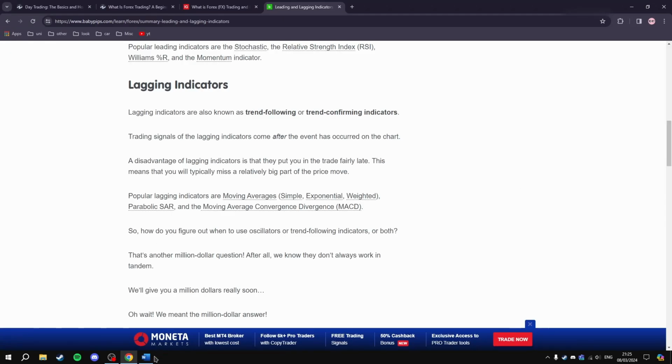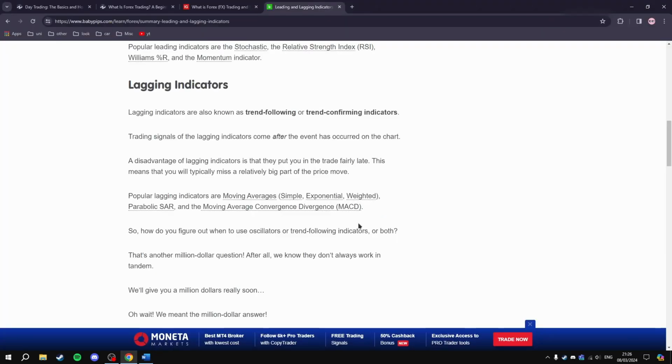Lagging indicators, also known as trend following or trend confirming indicators. Trading signals of the lagging indicators come after the event has occurred on the chart. A disadvantage of lagging indicators is that they put you in the trade fairly late. This means that you will typically miss a relatively big part of the price move. But it's safer though, isn't it? Because you actually do know that the trend has happened.